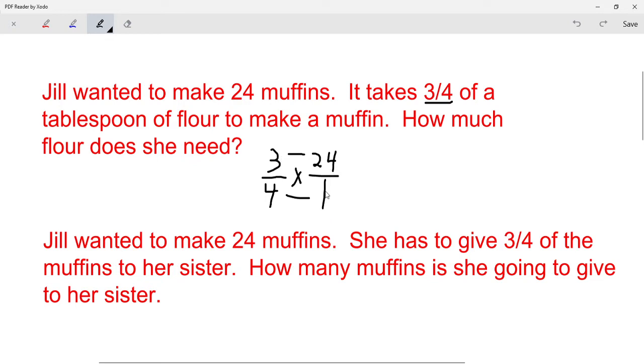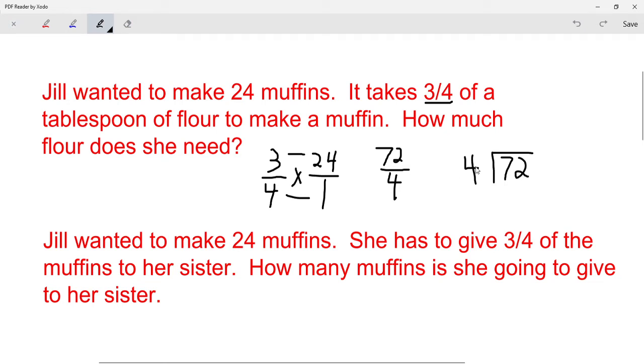I did 24 over 1 because to turn a whole number into a fraction, you just put 1 as the denominator, and the numerator stays the same. And so it's 24 over 1. You just multiply across. 3 times 24, I know, is 72, because 3 times 25 is 75, and then minus 3, one group of 3, would be 72. And then 4 times 1 is 4. So now I just need to divide 4 into 72 to make it into a mixed number.